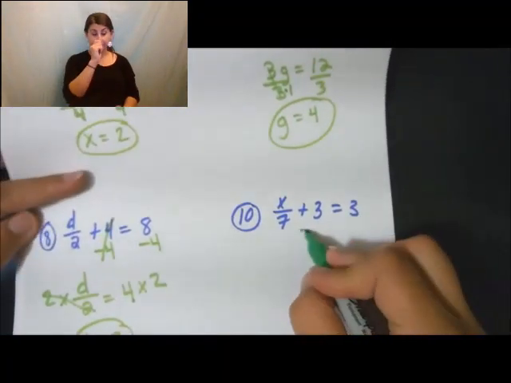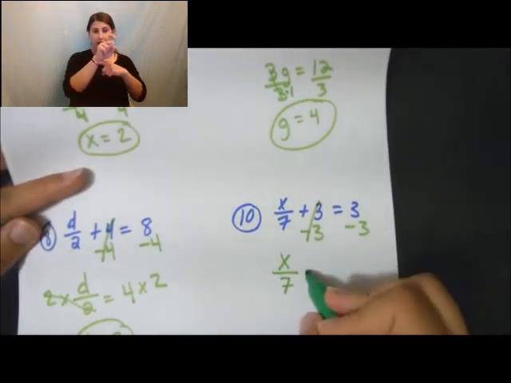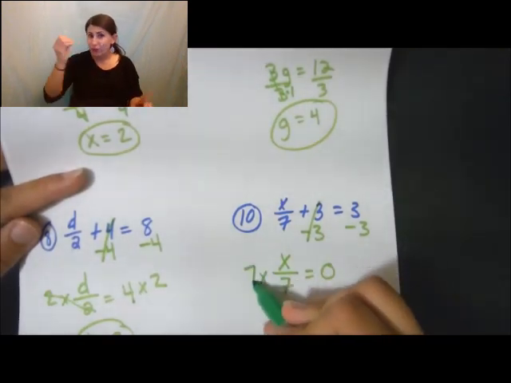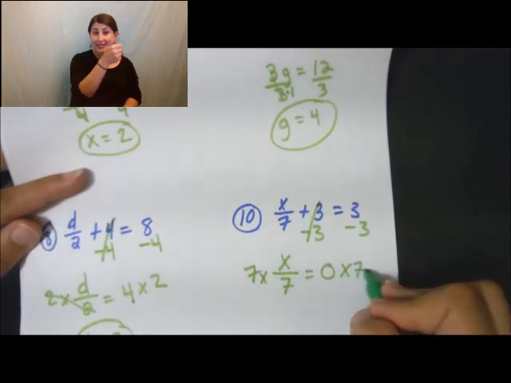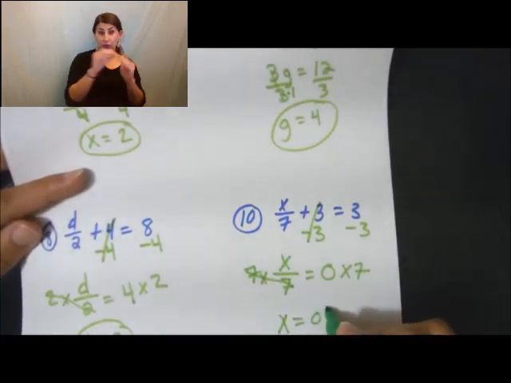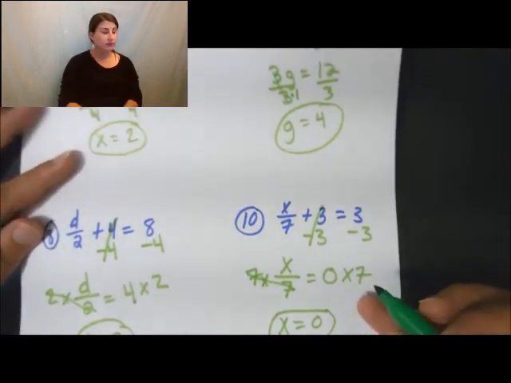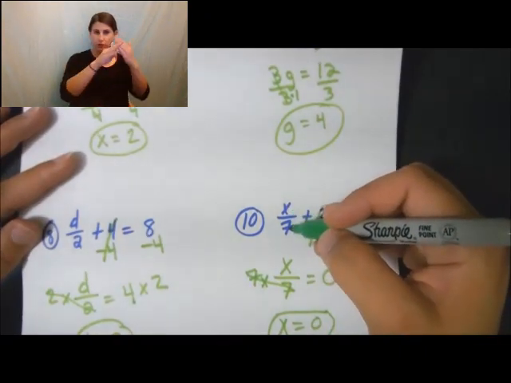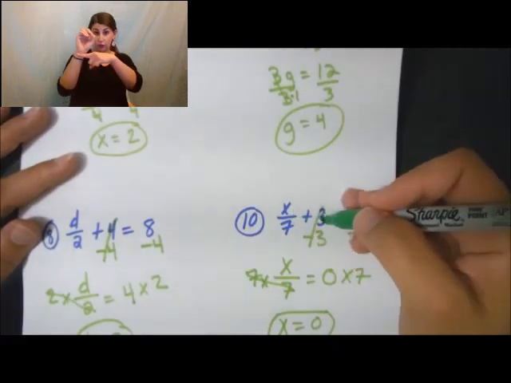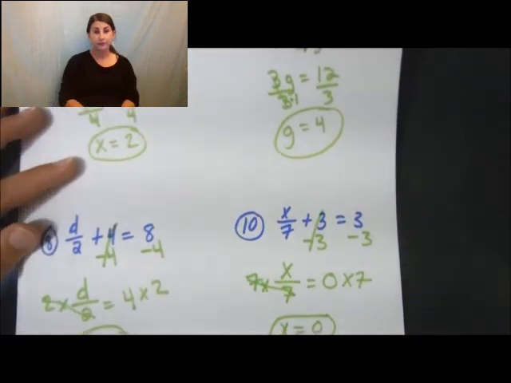Number 10, hopefully you subtracted 3 on both sides. You should have gotten x divided by 7 equals 0. All right, even though there's a 0, you still got to keep going because x isn't by itself, it's being divided by 7. So then you get x equals 0. There we go. And if you plug it in, 0 divided by 7, that's 0. Okay. If 0 is in the numerator, that's 0. And then plus 3, 0 plus 3 is 3, that equals 3.